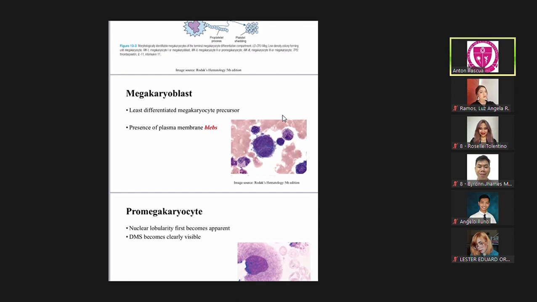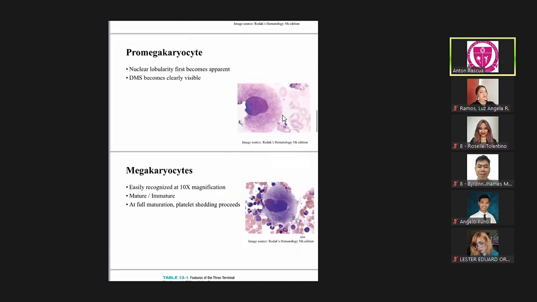But if the question is, do your megakaryoblast contain DMS? Answer is 100% yes. Meron siyang DMS although it's not visible. Okay? You will only start to observe for this DMS when you reach your promegakaryocyte. So that's the first stage that will clearly show you your demarcating membrane system. Okay? And this will be the last stage that will allow you to have your endomitosis.